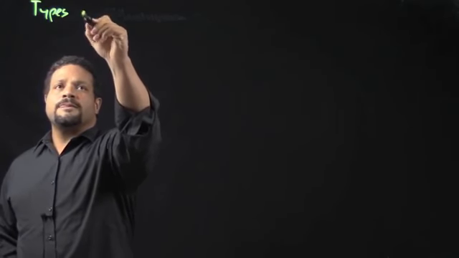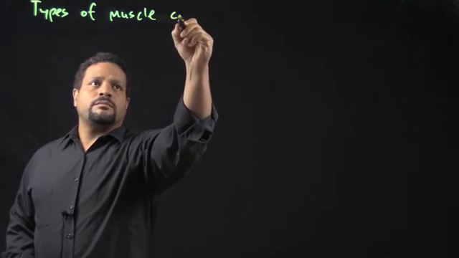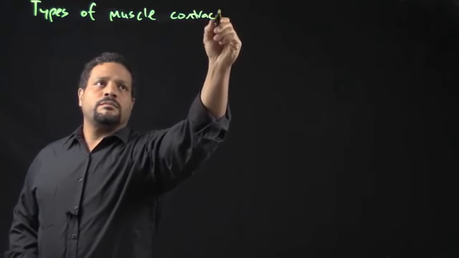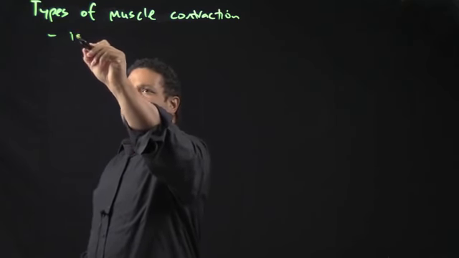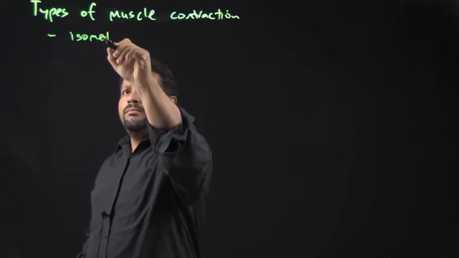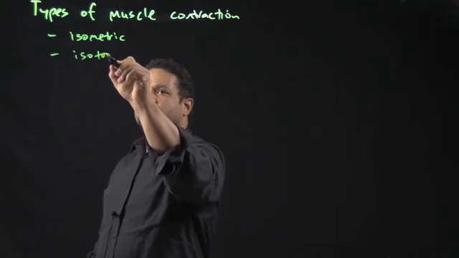Hello. We're going to talk about types of muscle contraction. And there are two types: isometric, isotonic.